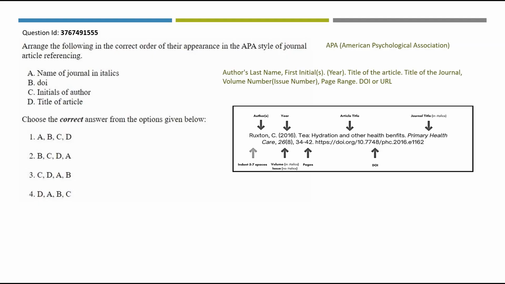They are asking for the correct order of their appearance. So initials of the author will be coming first. Then we have the title of the article, which is D. Then we have the title of the journal. This is what they have given, name of journal in italics. So it is specified here as italics. So this will be A. Then we have volume number, issue number, page range. Then we go with DOI or URL. So digital object identifier is what is mentioned in option B. What is the order? C, D, A, B. Option number 3 will be the right answer.